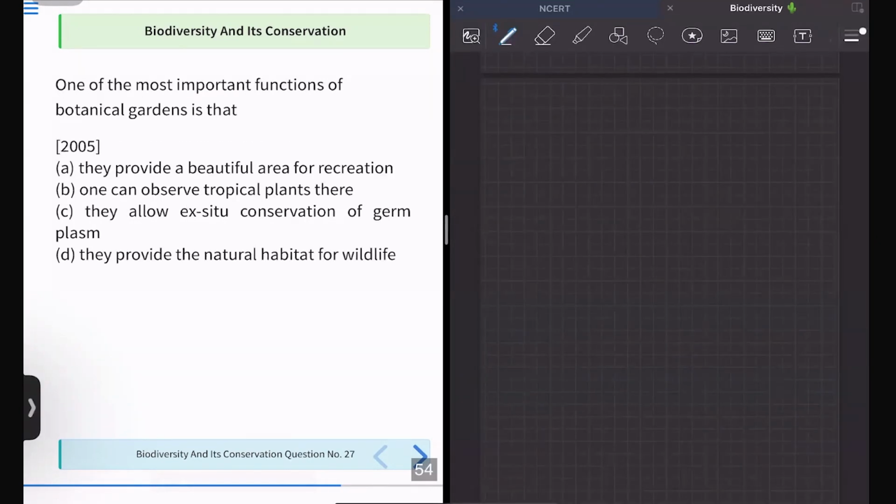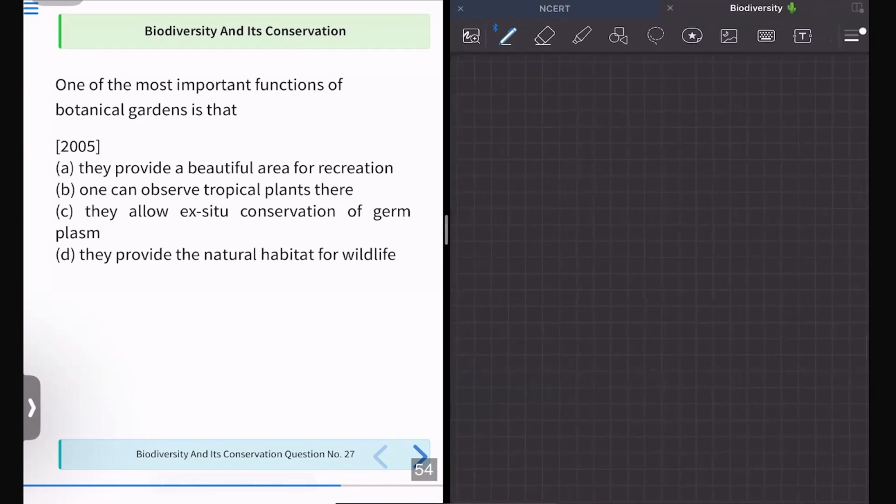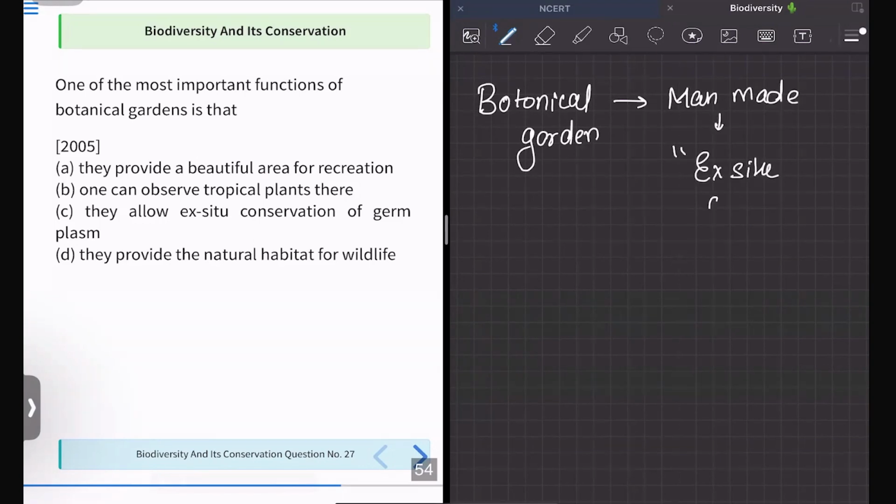Okay, so we were discussing question number 27. In question number 27, the question being asked to us is: one of the most important functions of a botanical garden is. So let us see options A, B, C, and D and try to figure out what is the most important function of botanical gardens. Option A is saying they provide a beautiful area for recreation. That is true. Option B is saying one can observe tropical plants germplasm. Yes, botanical gardens are examples of ex situ conservation. We have seen that whenever a botanical garden comes, it is man-made and ex situ conservation, correct?